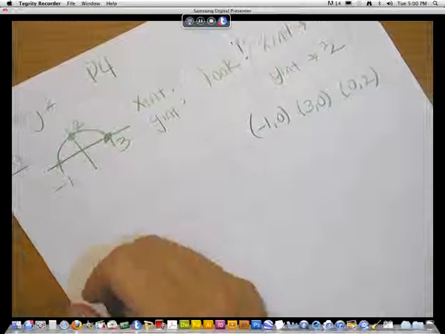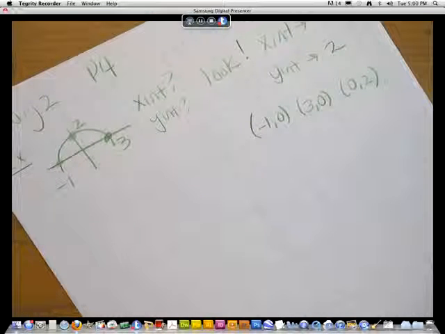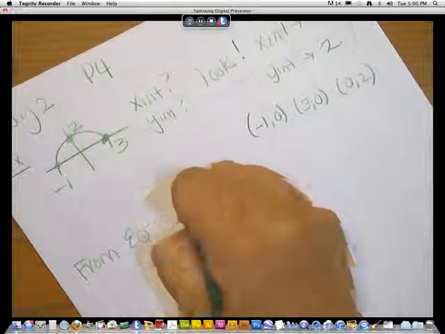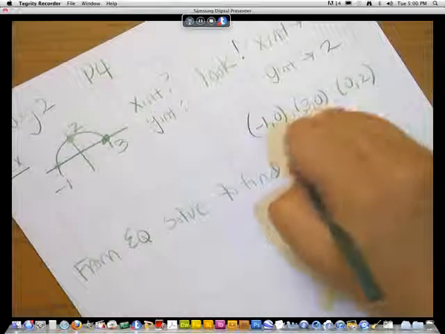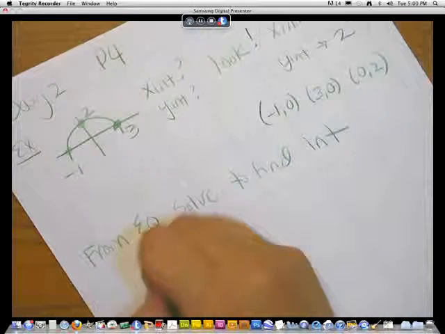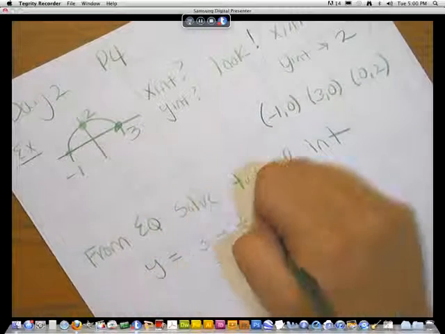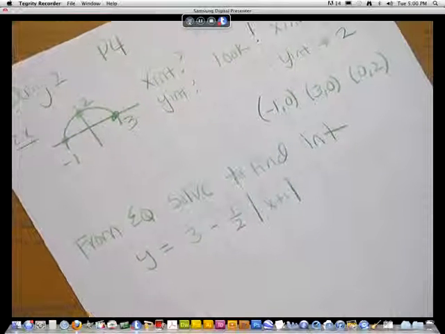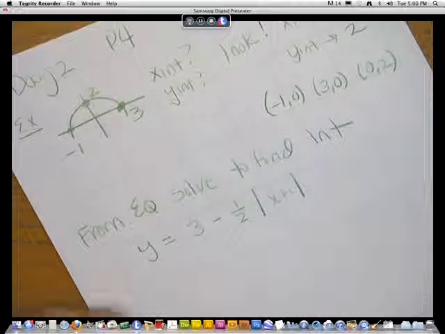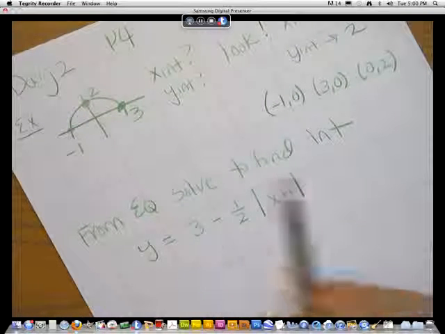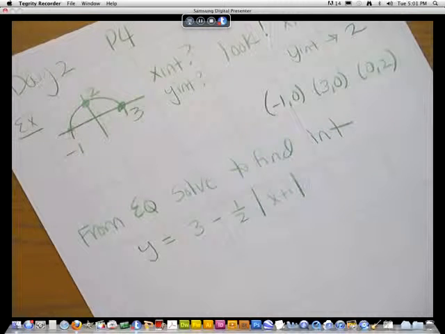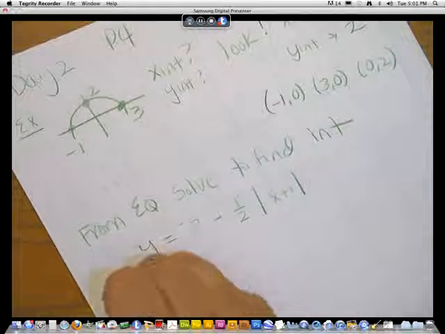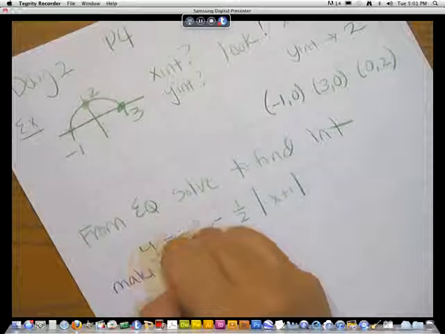Alright, so here we're going to have, from an equation, we're going to solve to find the intercepts. We're going to start with an absolute value. Now, when it comes to absolute values, little bells and whistles should be going off, because absolute values are special. First of all, we are going to substitute, we're going to make y 0 to find x.